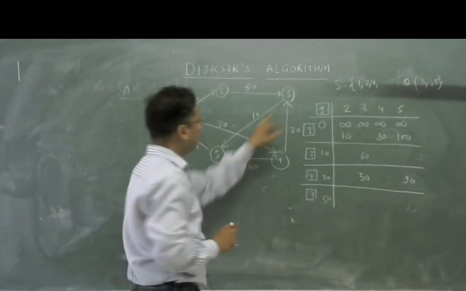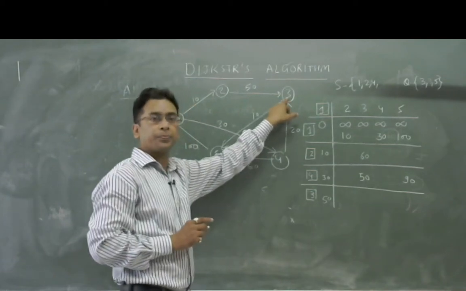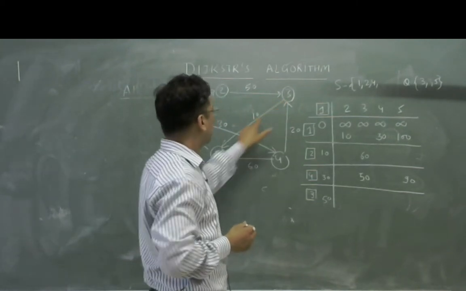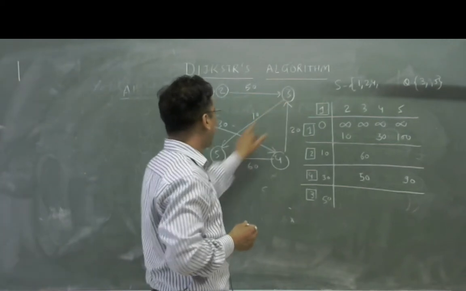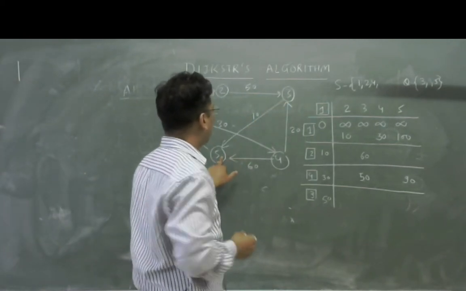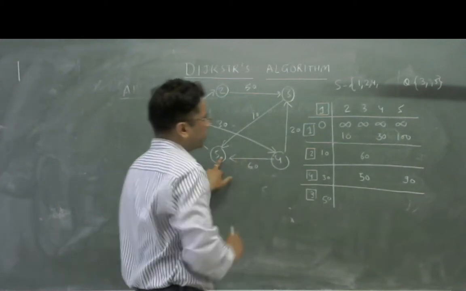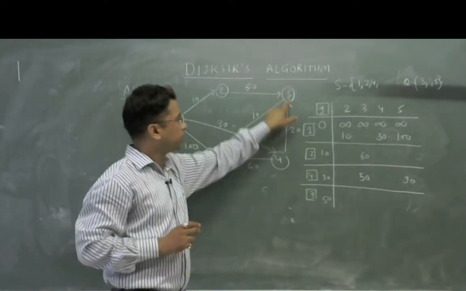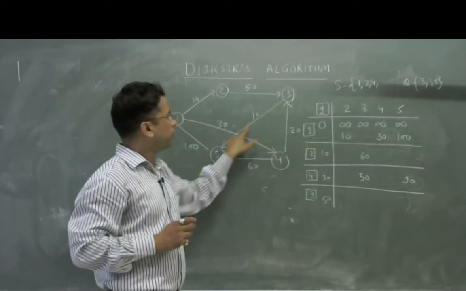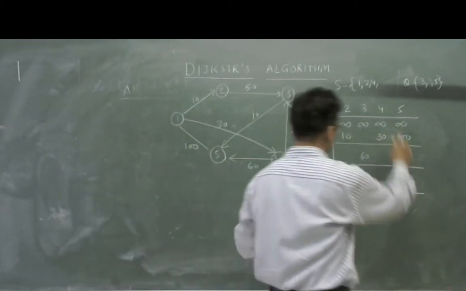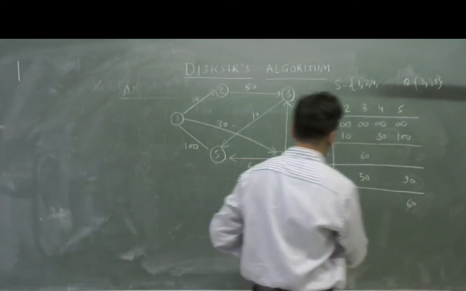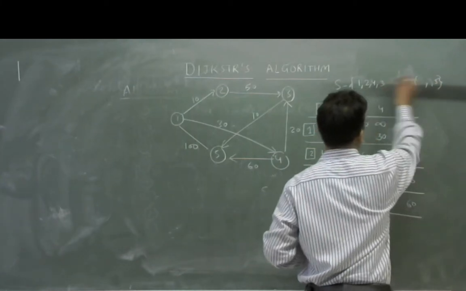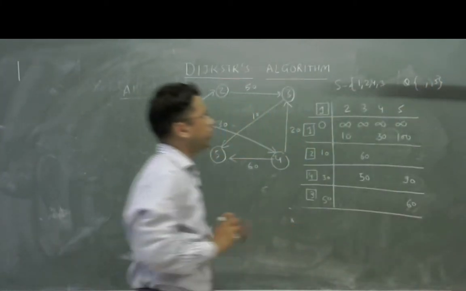And we shall find out through 50 whether we can relax any further. Through node number 3 there is an outgoing edge which can relax node number 5 by a value of 50 plus 10, which is equal to 60. Previously it was at value 90. So it can relax this node to a value of 60, right? So node number 3 will shift from set Q to set S.